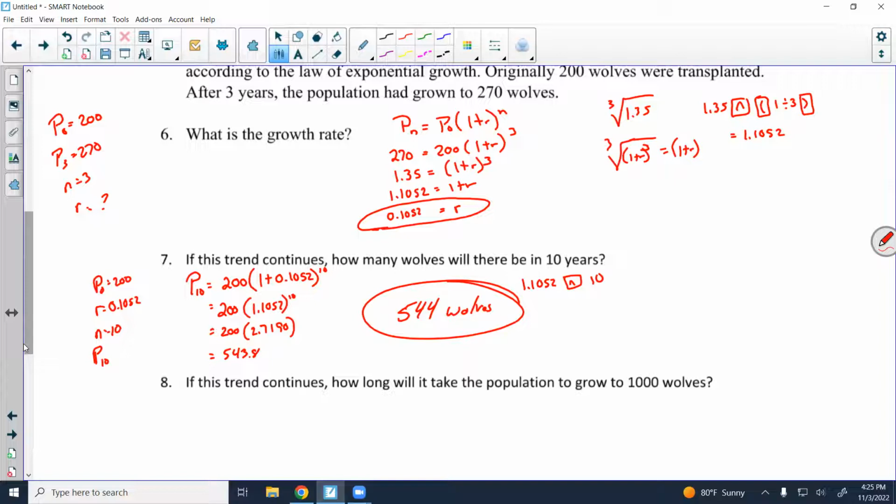So any questions on that one? Simply plugging in values in the equation or the formula.